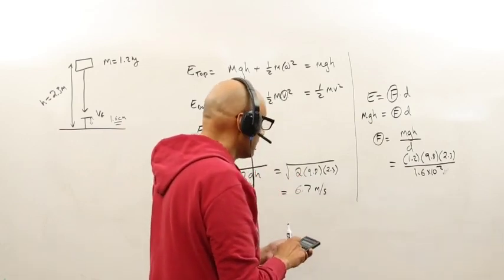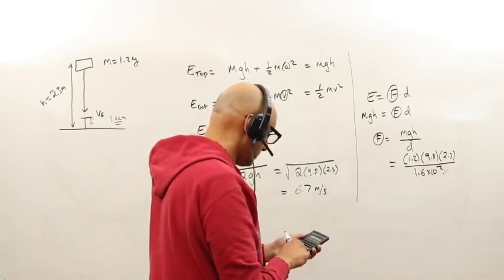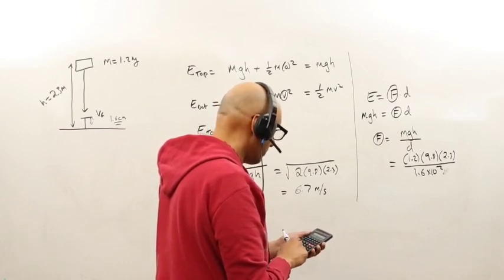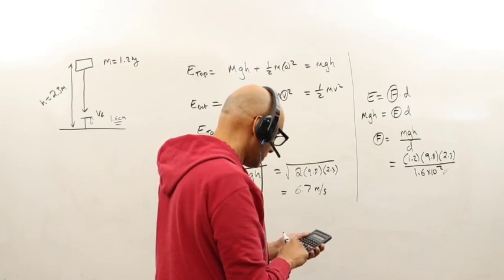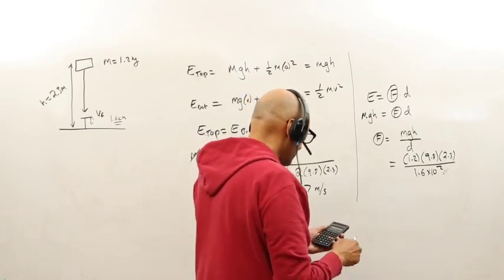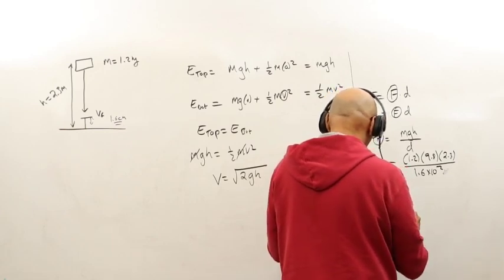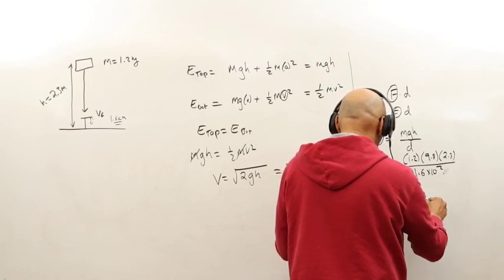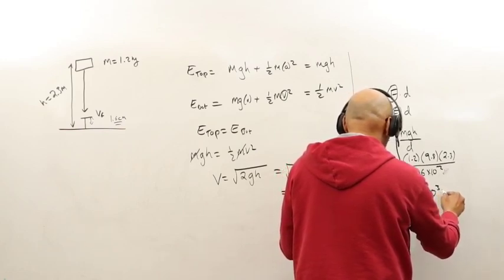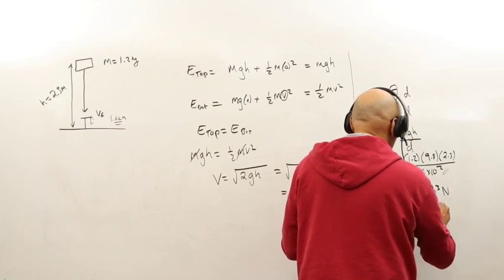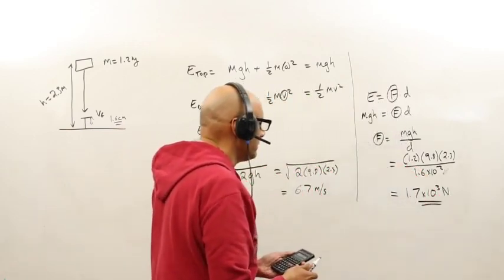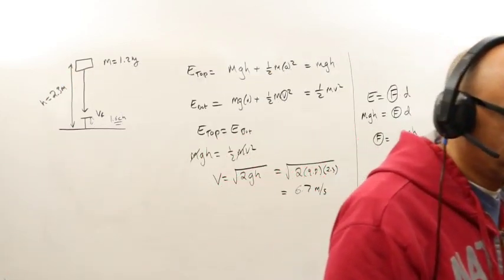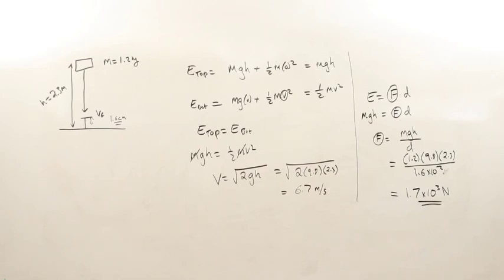So let's plug it into the calculator. 1.2 multiplied by 9.8 multiplied by 2.3 divided by 1.6 times 10 to the negative 2. So I get 1690 joules, which rounds to 1.7 times 10 to the 3, I'm sorry, newtons. 1.7 times 10 to the 3 newtons. So standard units.